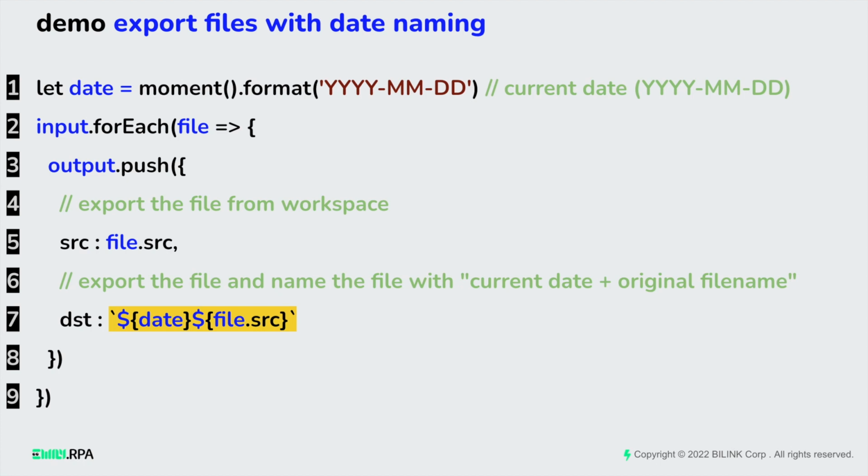Next, the part of the code from line 2 to 9 is to export all the files of the workspace to the destination folder. The key part is line 7. While exporting, we want to change the file name to the date of the day plus the original file name. So we have made some adjustments to the value of the dst. We use template strings to change the output file name to date plus file name. Let's actually write the code and test it.